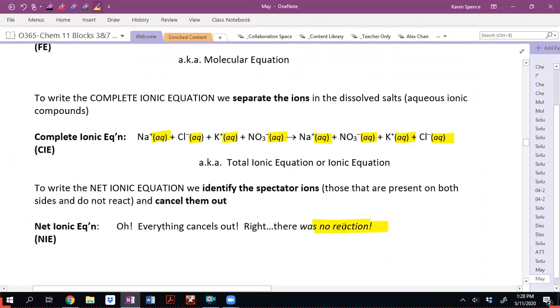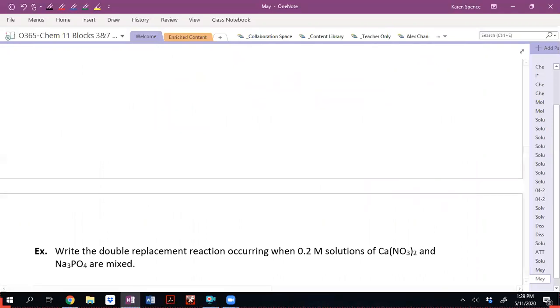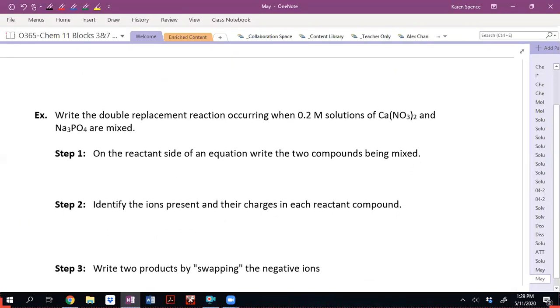Okay, so don't worry about ones like that. You can just be like, oh, there was no reaction. You don't have to write the complete ionic equation. You don't have to write the net ionic equation. Just write no reaction. So when you come across one like that, you can be like, phew, easy times.